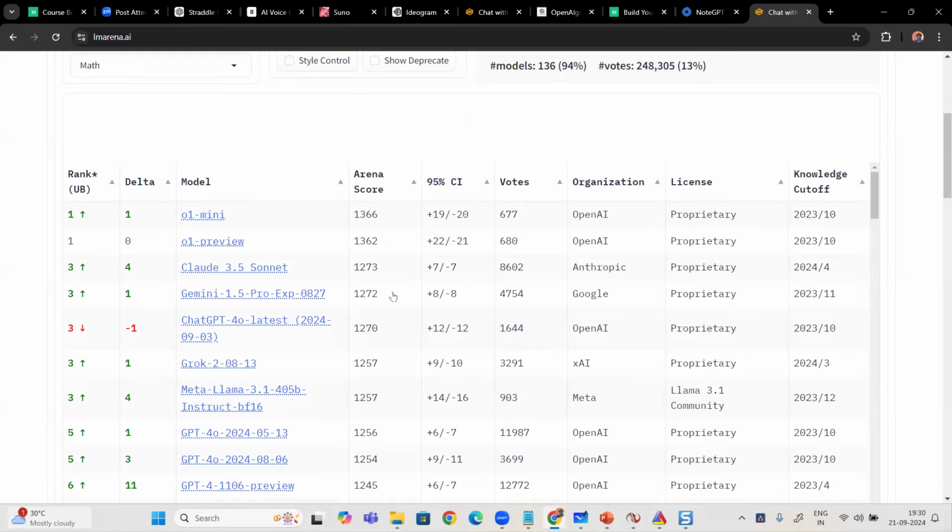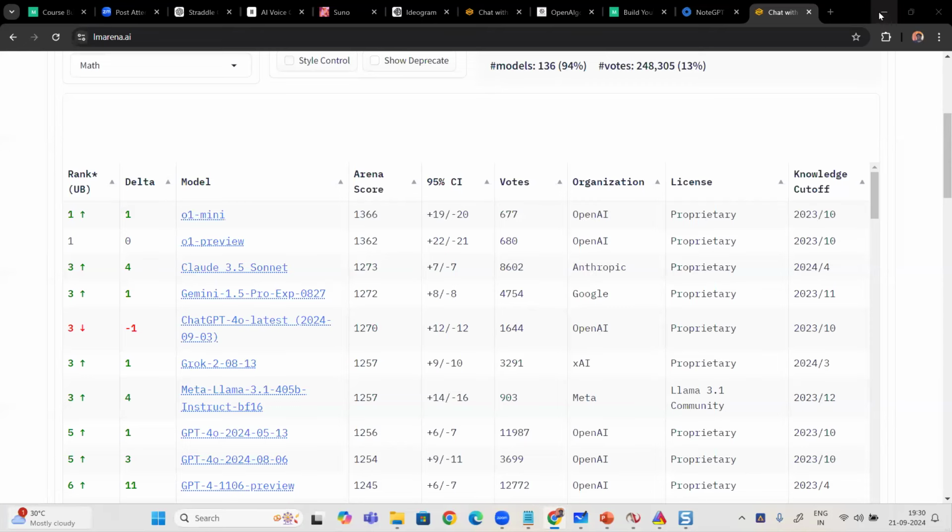From here we can see which model is from whom, right? This is from OpenAI, ChatGPT. This model is from OpenAI, and Claude 3.5 is from Anthropic. Gemini 1.5 Pro is from Google, and so on. So that is with LM Arena.